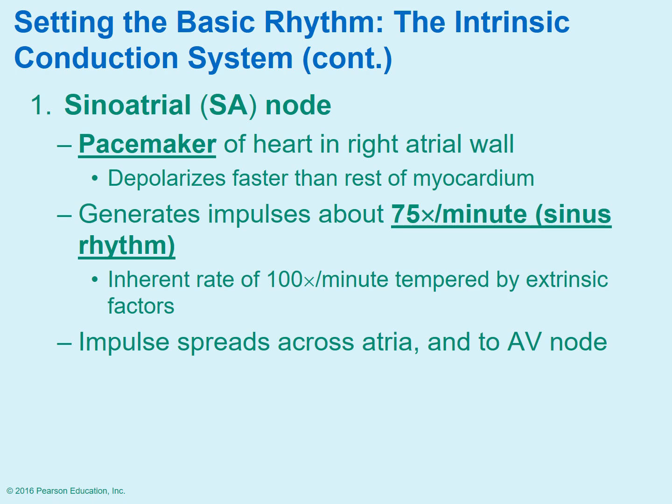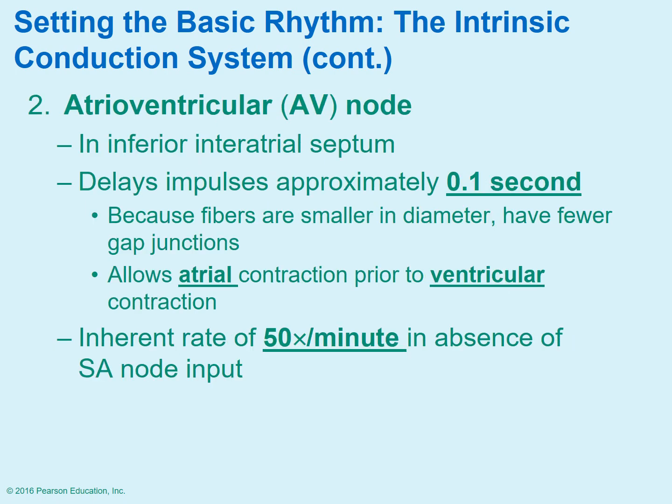So at the sinoatrial or SA node, it's the pacemaker. It's located in the right atrial wall. This can depolarize faster than the rest of the myocardium. So it's going to generate this impulse. And the impulse is going to spread across the right atrium to the AV node. The atrioventricular node is in the inferior interatrial septum. That septum that's between the right and the left atrium.